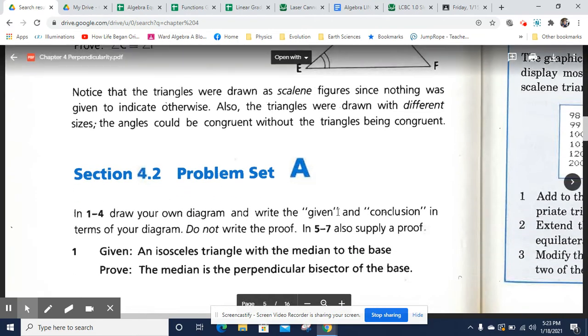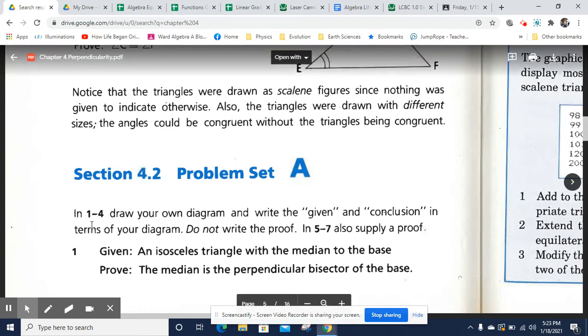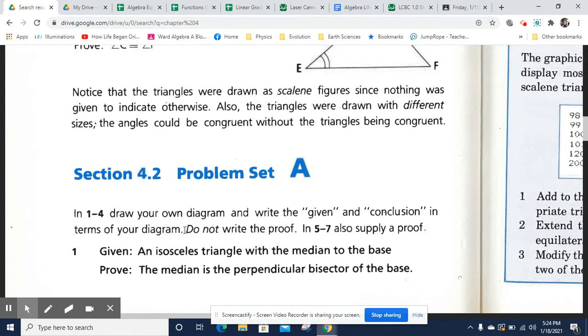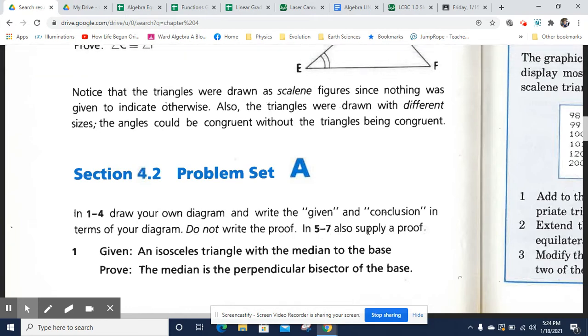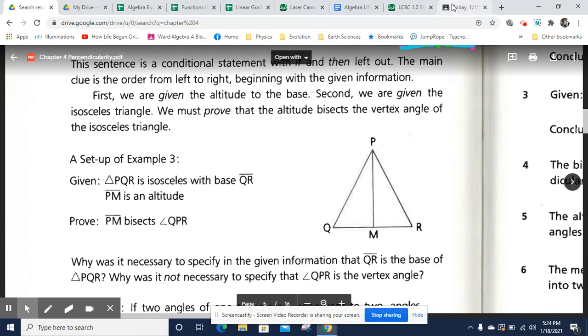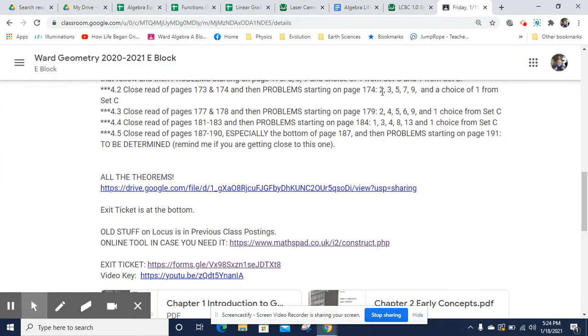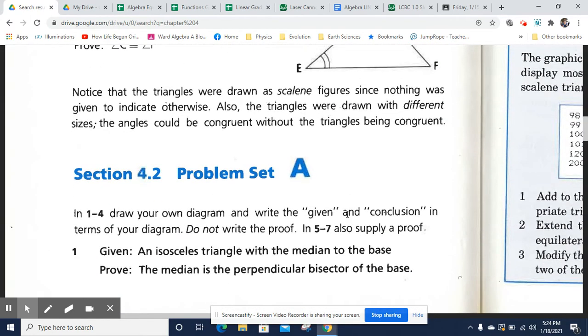So you're going to have to draw your own diagram, write the given and the conclusion, and in the terms of your diagram. So do not write the proof. So 5 through 7, so from 1 to 4, don't write the proof. That's important for this. 5 through 7 do supply a proof. So you're asked to do 2, 5, 7, and 9, I believe, for this section. So let's remind ourselves, yes, 2, 3, 5, 7, 9. So for 2 and 3, you don't need to do a proof. You just need to write what is the given and what is the conclusion.